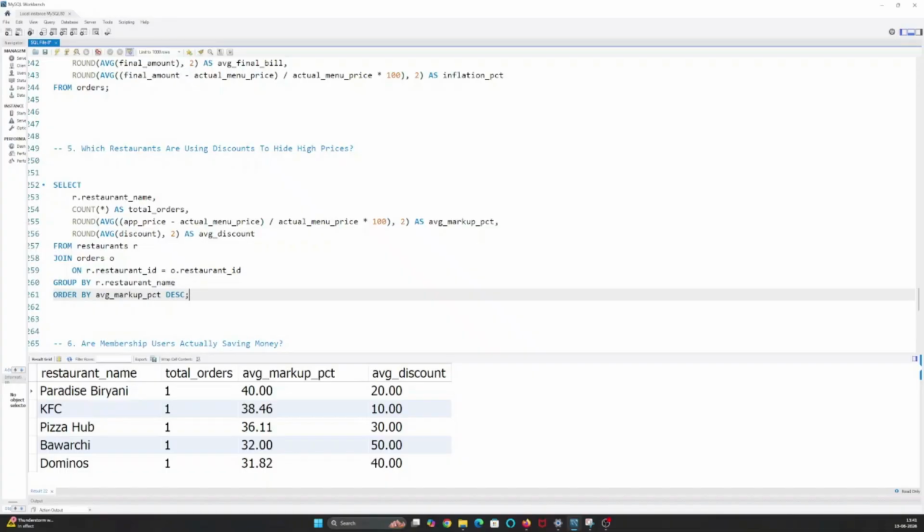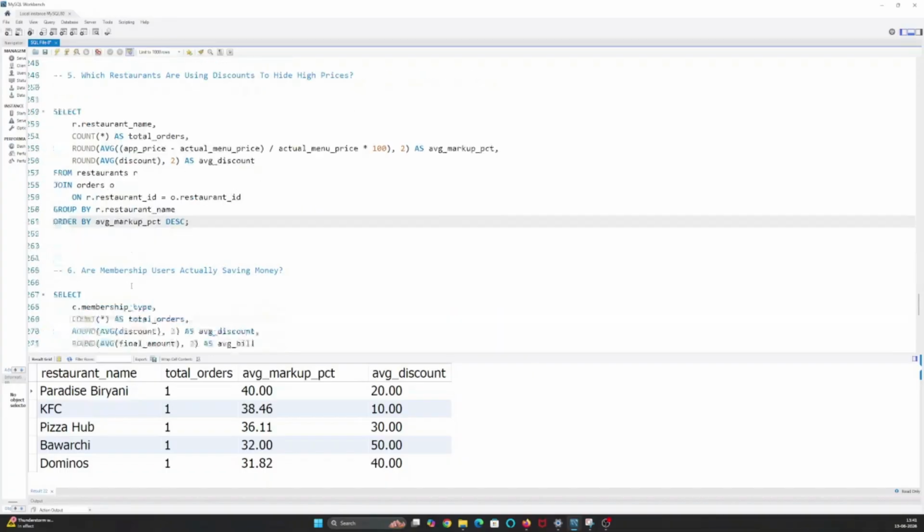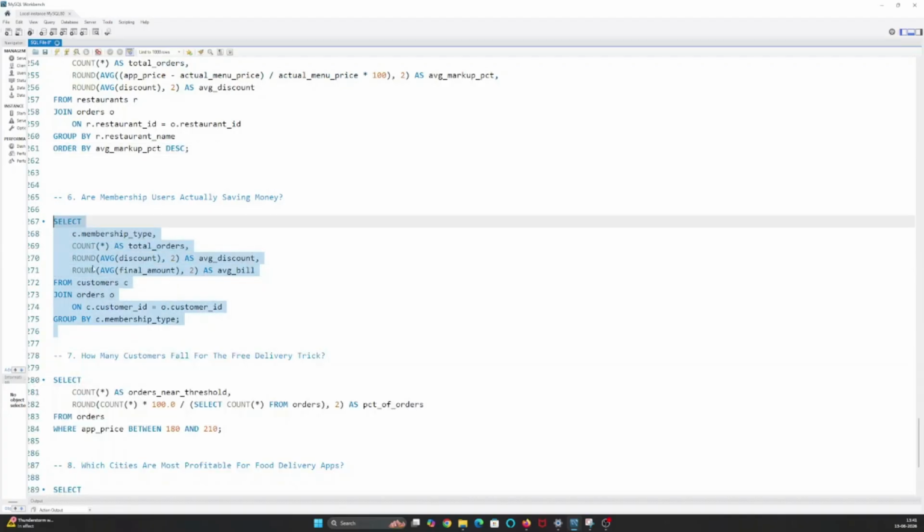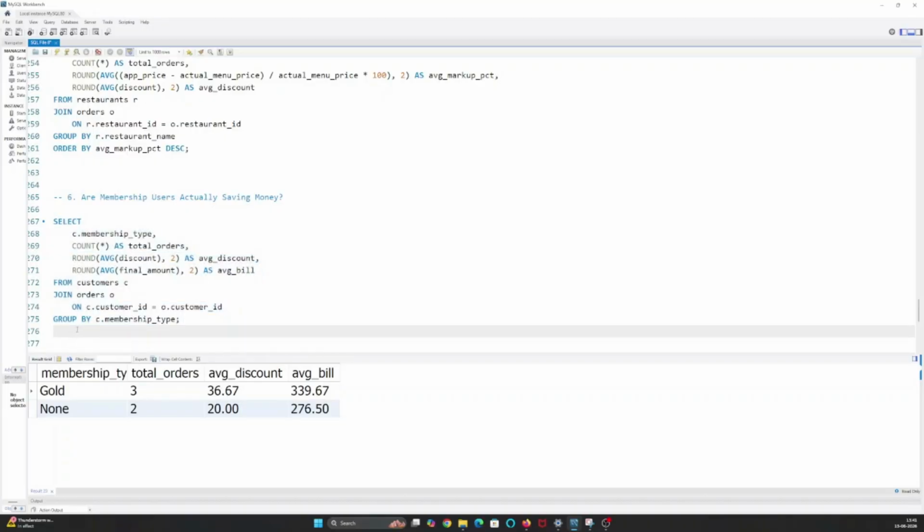Question 6. Are membership users actually saving money? Membership programs are designed to increase customer loyalty and ordering frequency. The data shows whether members receive larger discounts and how much they spend per order. Even if members save more on individual transactions, many platforms benefit because members tend to order more frequently. This is a classic subscription business model: earn customer loyalty, increase engagement, and drive long term spending.